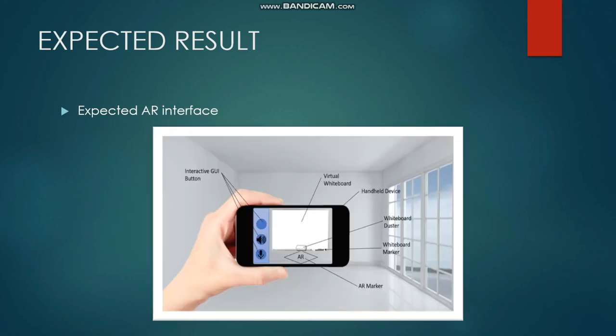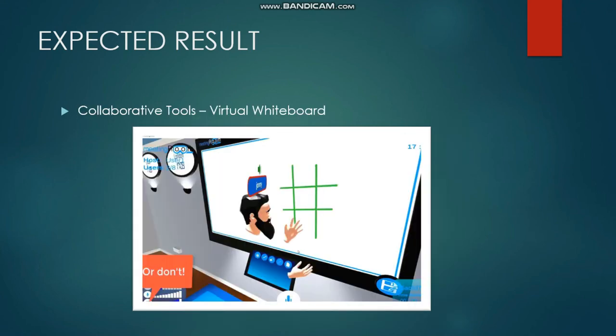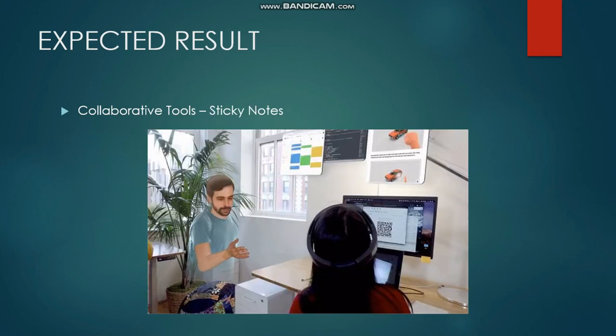This is the expected AR interface. They will have its UI and the marker; when the marker is detected, the collaborative tool will pop up. We have two collaborative tools. First is the virtual whiteboard, where the user can interact with another user by illustrating, giving a better meeting result. And lastly, the expected result for the collaborative tool, sticky notes.